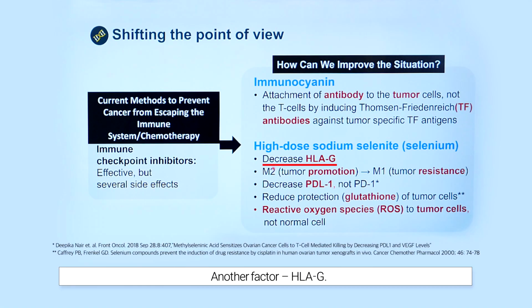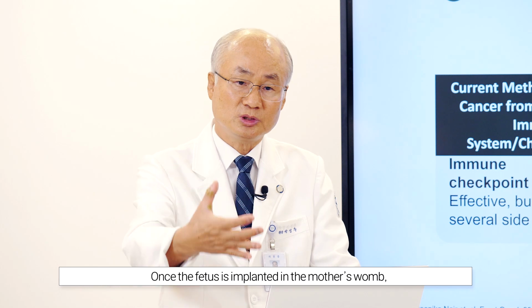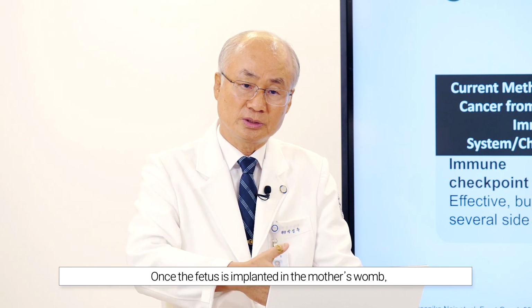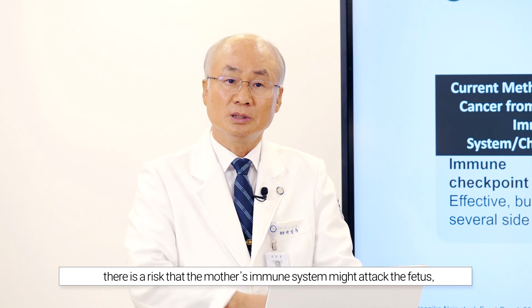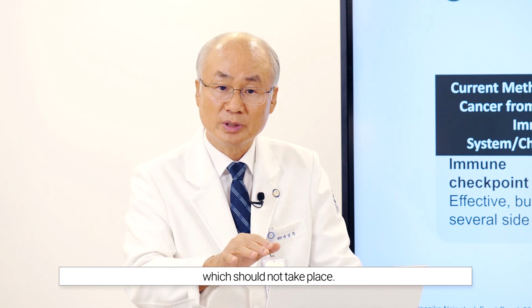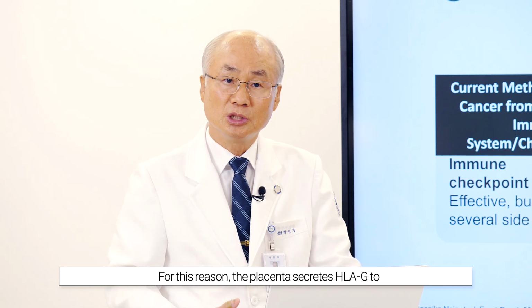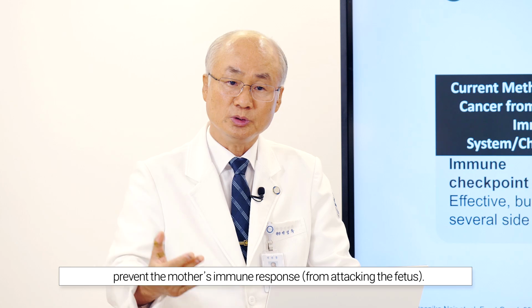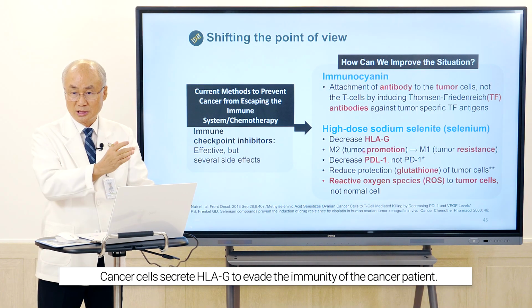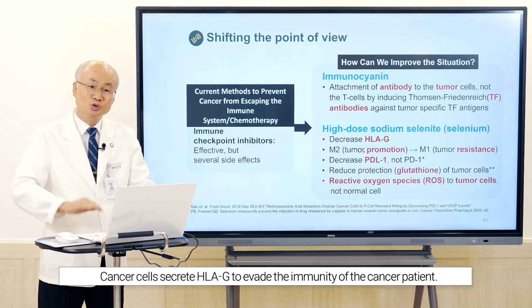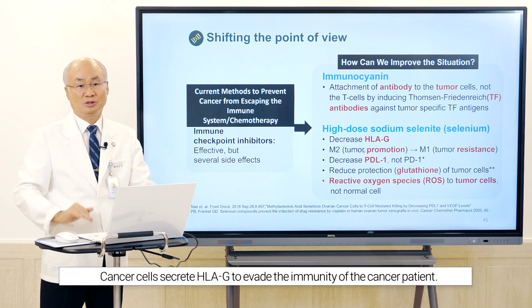And another one, HLA-G. HLA-G is some kind of protection mechanism of the mother. Once the fetus is implanted in the mother's womb, the mother might attack the fetus. It should not take place. That's why our placenta secretes HLA-G to prevent the mother's immunity. The cancer also mimics that mechanism. So the cancer cell secretes HLA-G to evade the immunity of the patient.